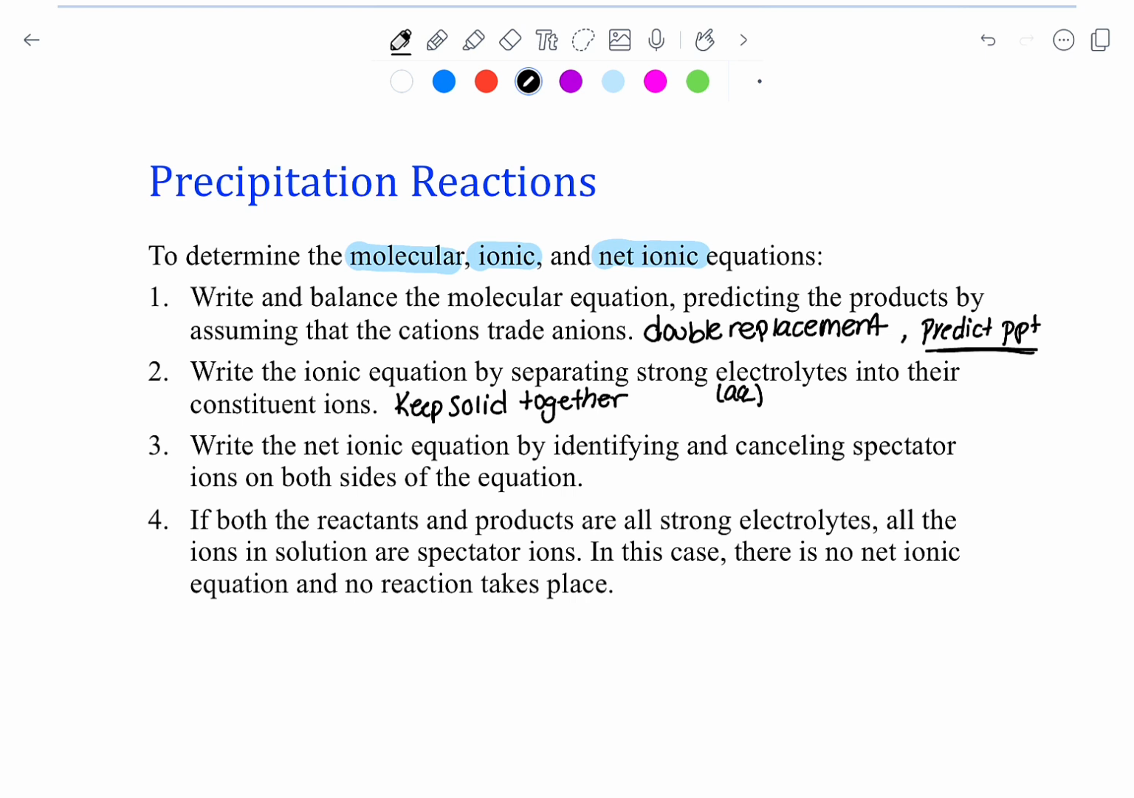In the event that both reactants and products are all strong electrolytes and all the ions in solution are spectator ions, then there would be no net ionic equation and no reaction would take place. So we would show the ionic equation, the ions would be the same on both sides, they would all cancel out, and you have no net ionic equation. We have a few examples of something like that in a second.